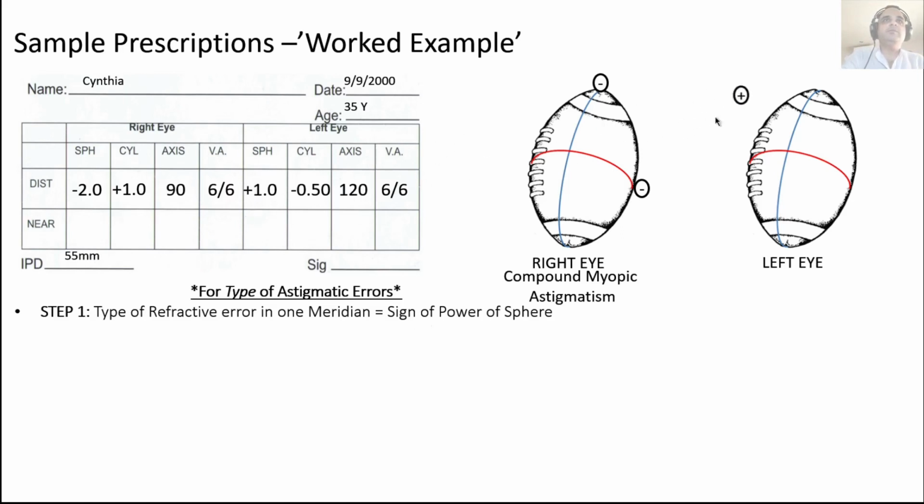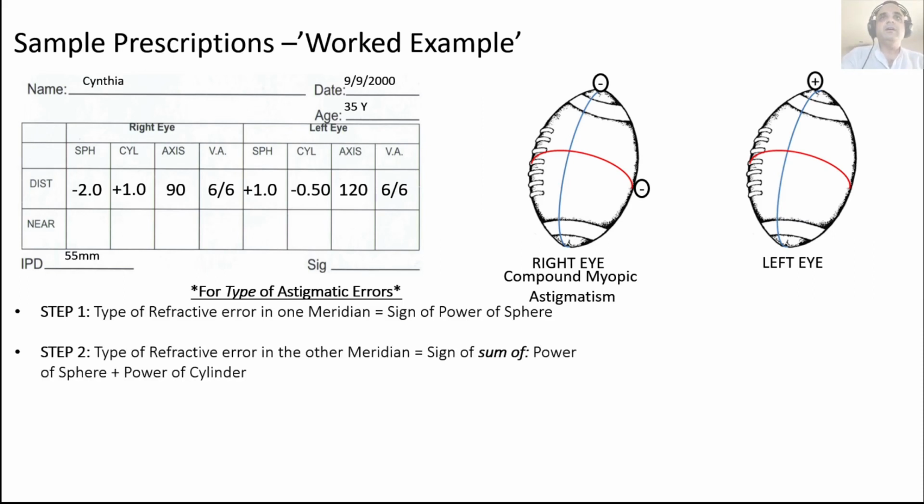So we're going to put plus along the vertical meridian. As I said, you can put it along the vertical or the horizontal, or X or Y meridian, no matter what you want to call it. It doesn't really matter. Just put it in any one of the meridians. And for the other meridian, we are going to add the sphere and the cylinder.